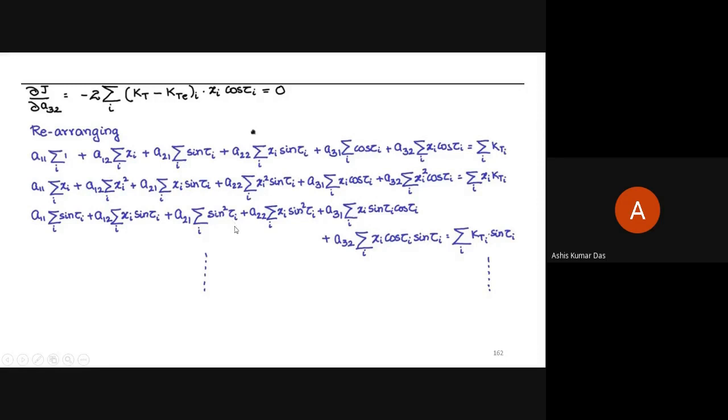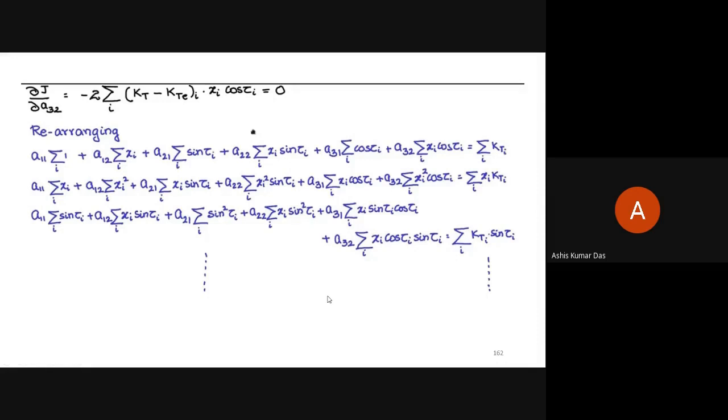In this case, it will be sin² τy. Here ξi sin τy was there, so we have to multiply with sin τy, so it will be sin² τy. A31 ξi sin τy cos τy, and here it will be ξi cos τy sin τy, and the right hand side it will be kti sin τy. So in this way, if we go on, we will get the 6 equations.